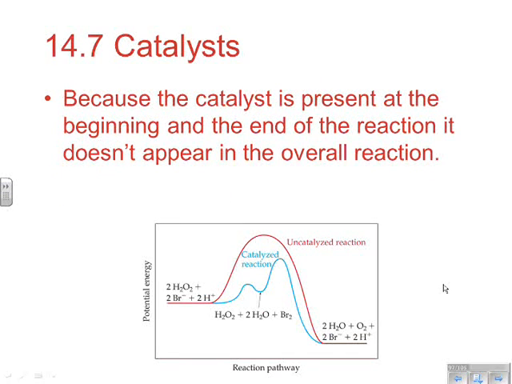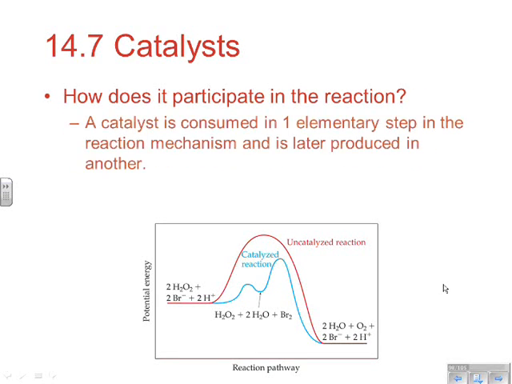Because the catalyst is present at the beginning and the end of the reaction, you don't write it in the overall reaction. Remember, you always write it above the yield sign. But how does it participate in the reaction?